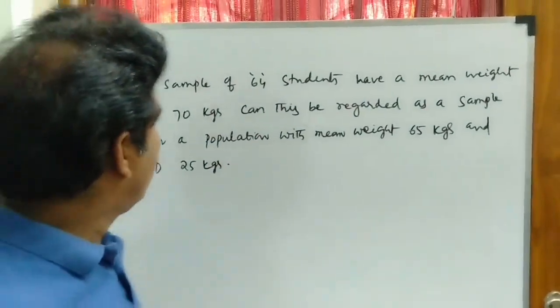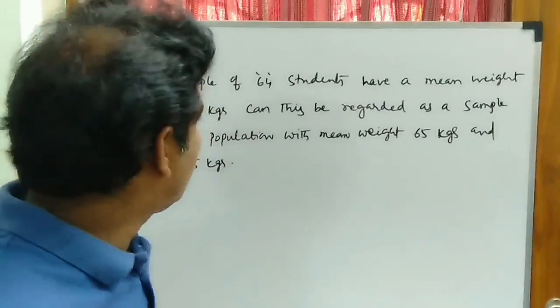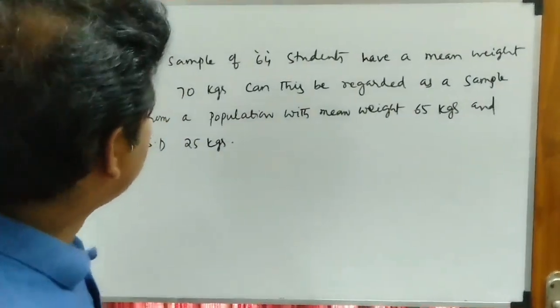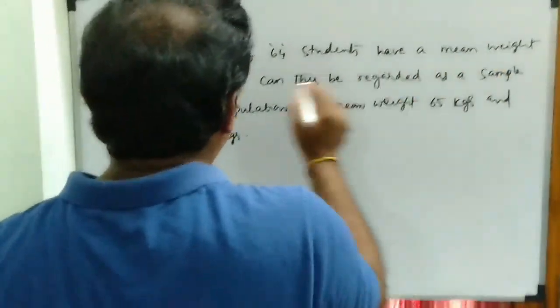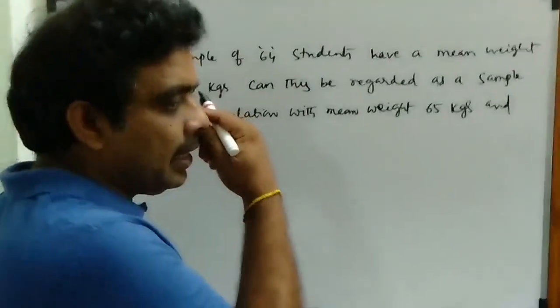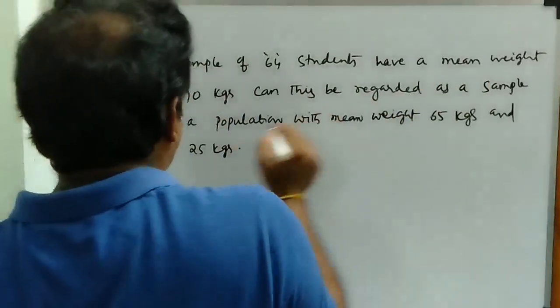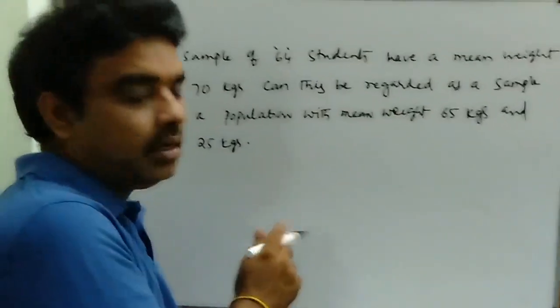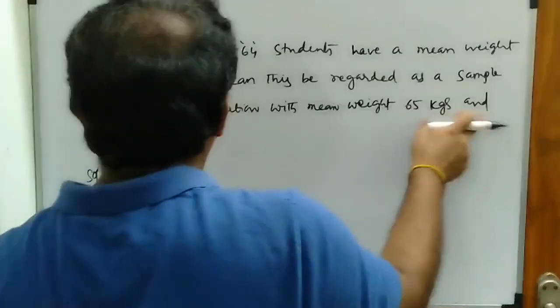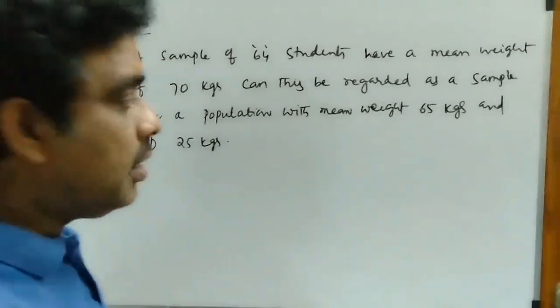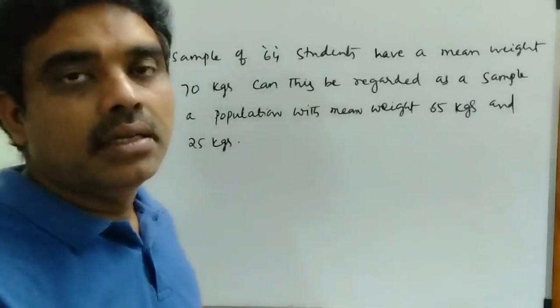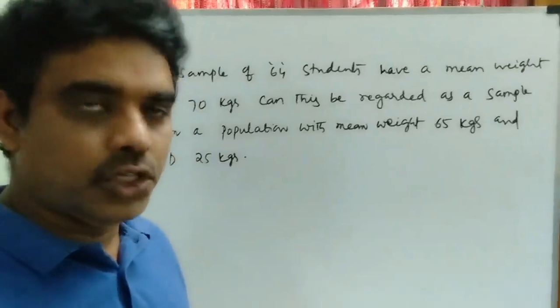Now come to the problems related to single mean. First problem: a sample of 64 students have a mean weight of 70 kgs. Can this be regarded as a sample from a population with a mean weight of 65 kgs and standard deviation 25 kgs? Here we have to test the single mean for the population.